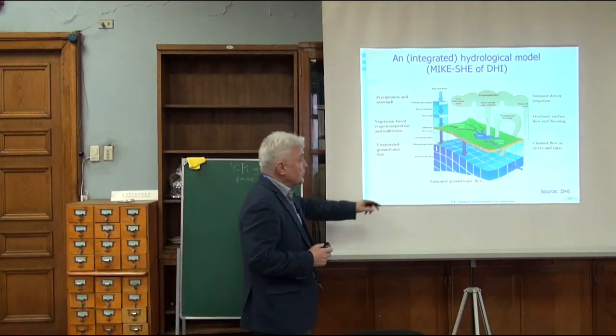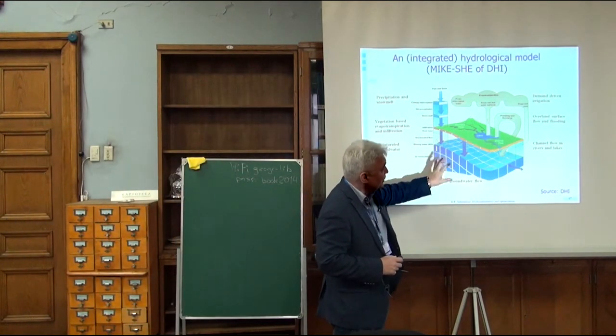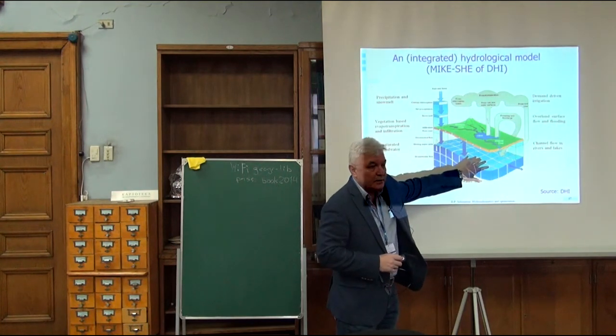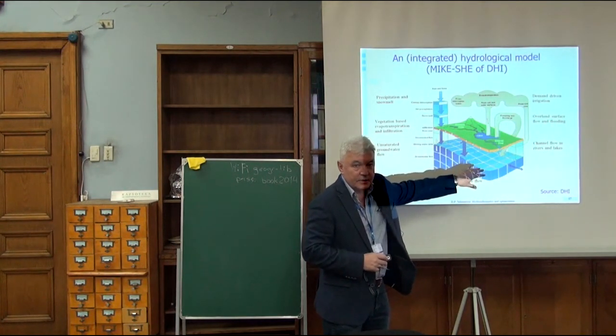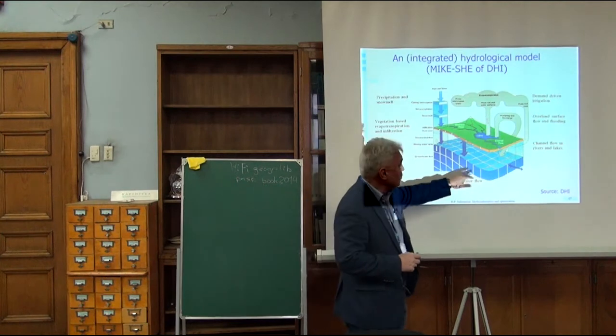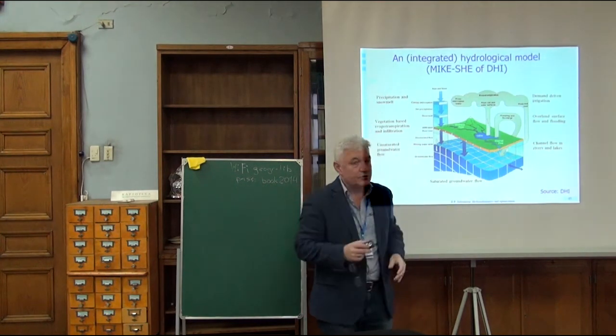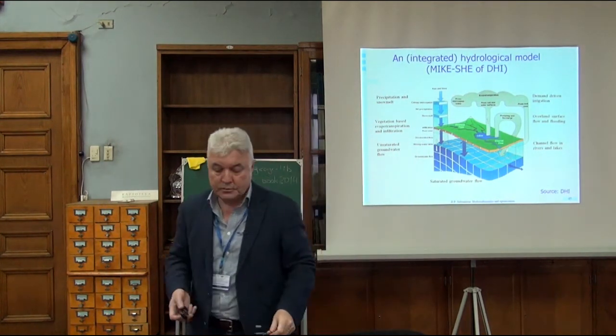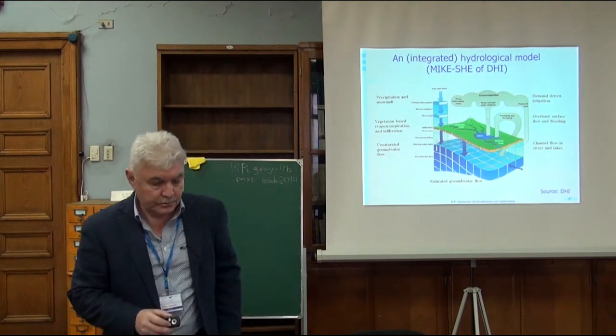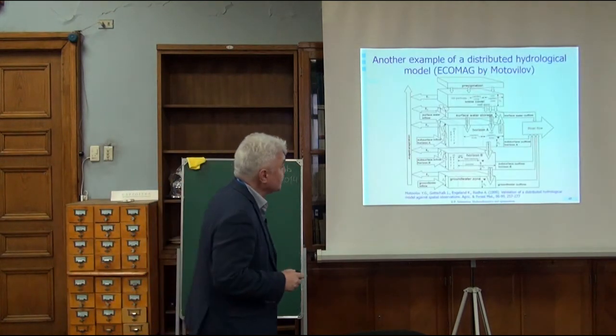Now you can see it's a distributed model. So it tries to mimic the natural system as close as possible. So it means these cells typically should be small if you want to model the natural system well.